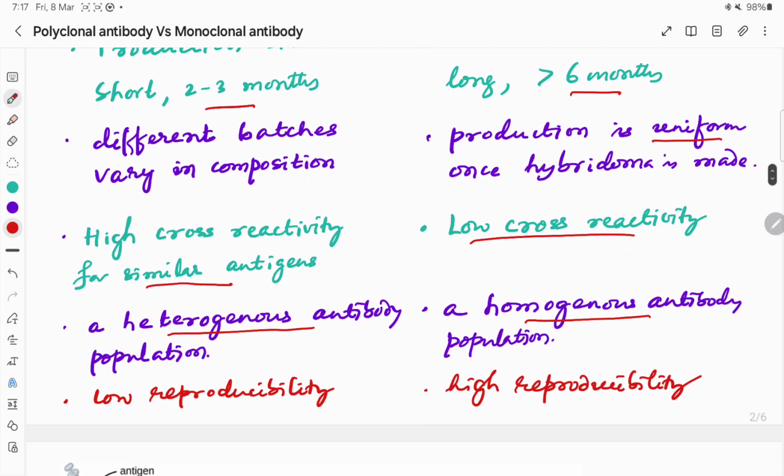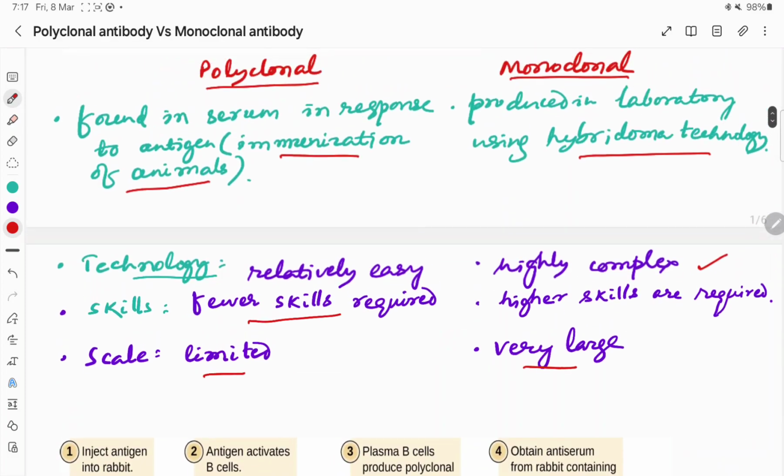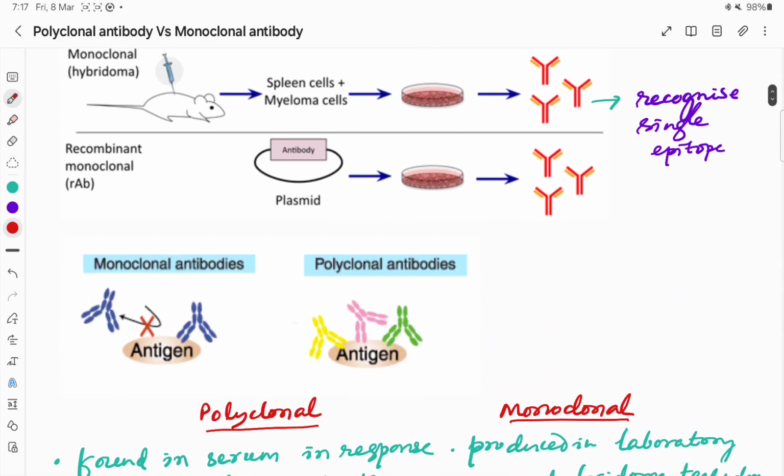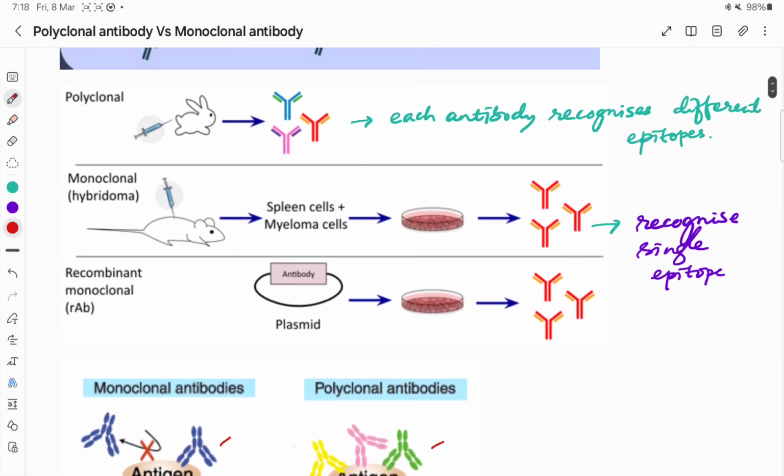And as we discussed, there is batch to batch variability in the case of polyclonal antibody. So there will be low reproducibility, whereas there is high reproducibility in the case of monoclonal antibodies. Then you can see this monoclonal antibody with one color, whereas polyclonal antibody has different colors, a mixture of antibodies. So the polyclonal antibody is a mixture of antibodies, and each antibody can recognize different epitopes in the same antigen, whereas the monoclonal antibody recognizes a single epitope in the antigen.